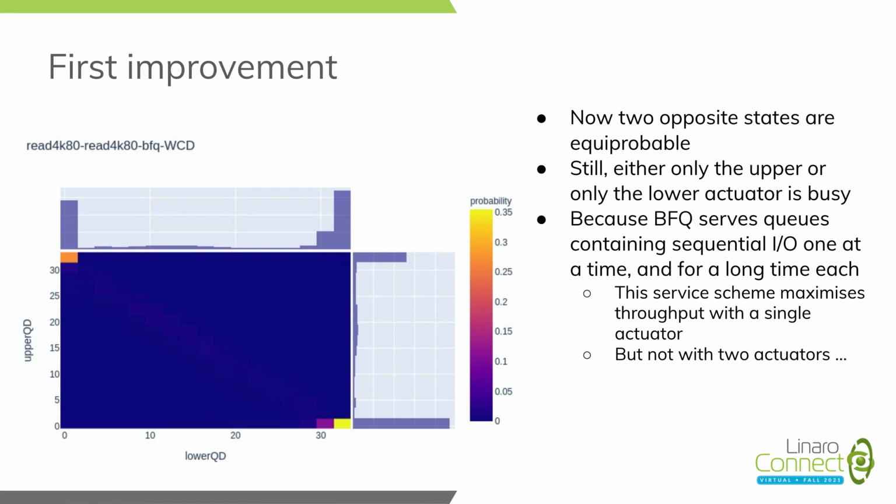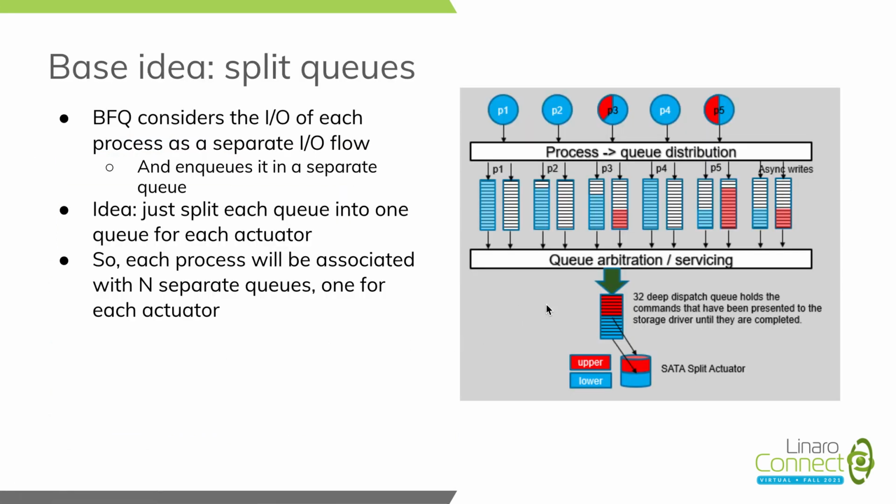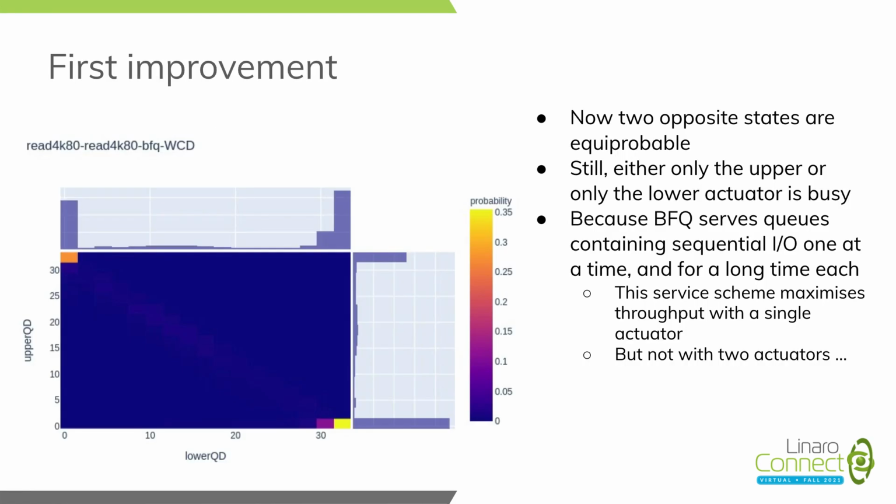No, BFQ serves one queue for a certain amount of time, as I told you before. So what happens is that one queue with its color is served for a while. So only one actuator is used for a while. Then BFQ switches to another queue. If that queue has a different color, then the other actuator will be used for a while. But still, we have only one queue at a time in service in BFQ, so only one actuator at a time.